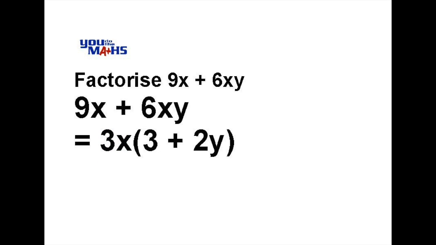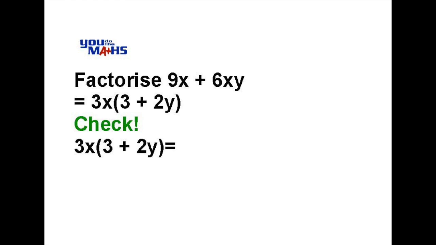What we need to do now is check to see that it actually works. And we can do that by multiplying out the brackets of the solution that we've got. Let's go through and multiply 3x by the first term, so that's 3x multiplied by 3. And then multiply the 3x by the second part of the bracket, 2y, so 3x multiplied by 2y.